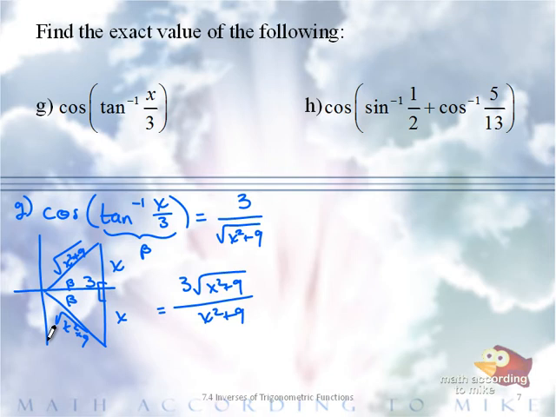All right. Last up, part H. 1/2 is a number that is on the unit circle. However, 5/13 is not. But before we even do this, what format does this have? Not a double angle. Not a half angle.